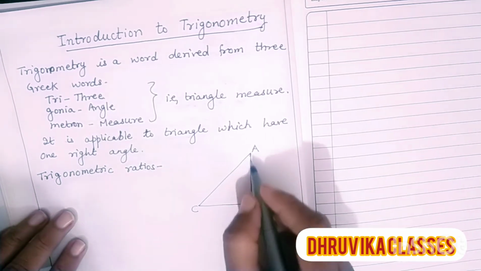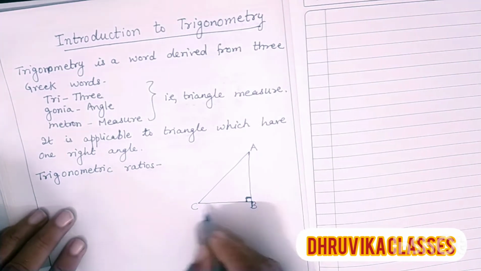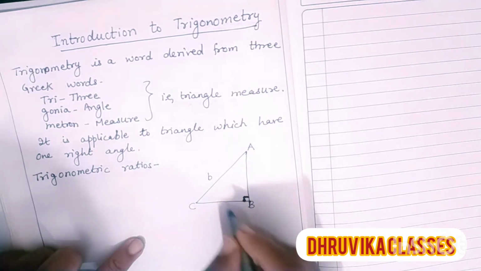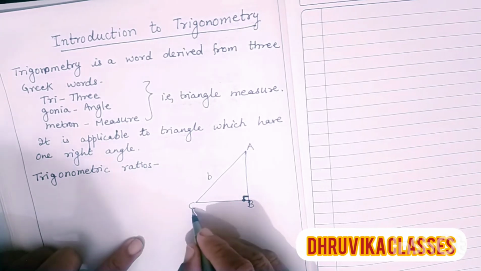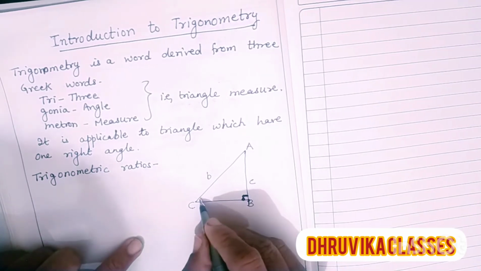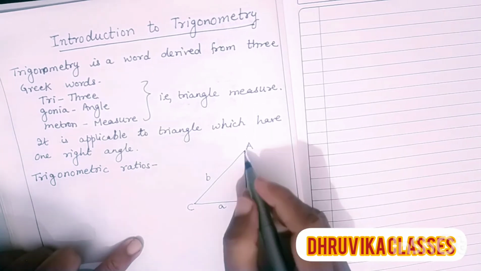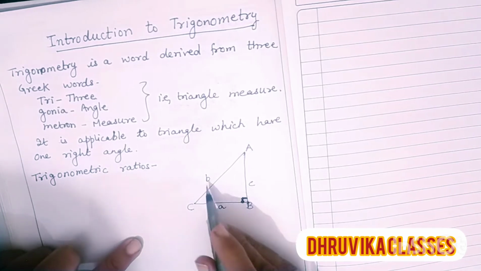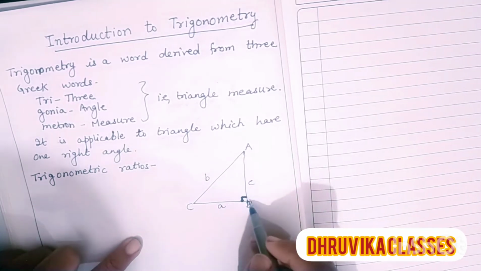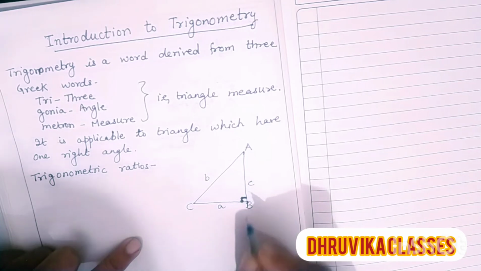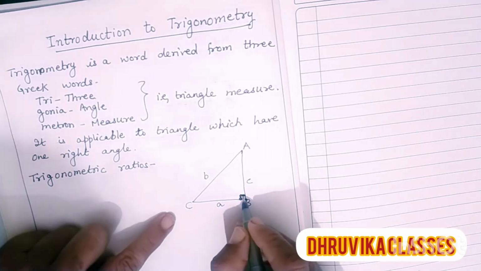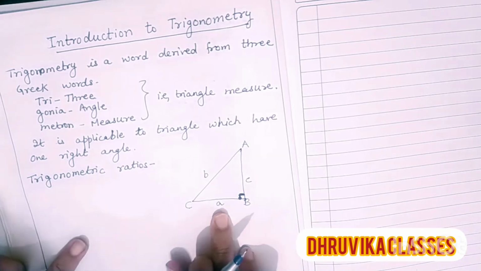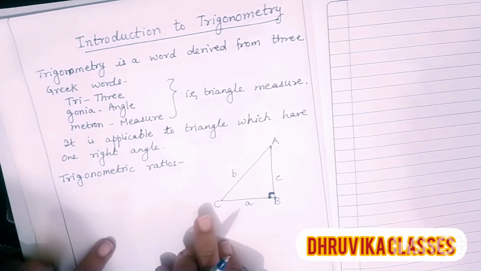So it is applicable for the triangle which has a right angle. Suppose this is a triangle ABC which is right angled at B. Suppose we mark this side as small b in front of capital B, small c in front of angle C, and small a in front of capital A. Small a, b, c are the sides of the triangle and capital A, B, C are the angles of the triangle. Now this is a right angle triangle, right angled at B. In this type of triangle only we can use trigonometric ratios.